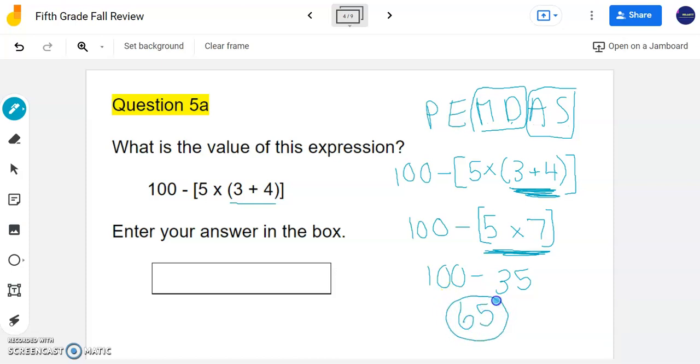I'm going to circle my final answer. And as you can see, I'm writing going down. Notice I start with a very large expression and I get it down to one individual value.